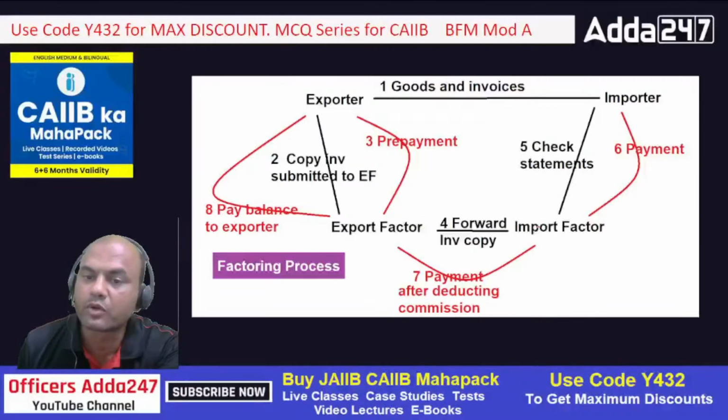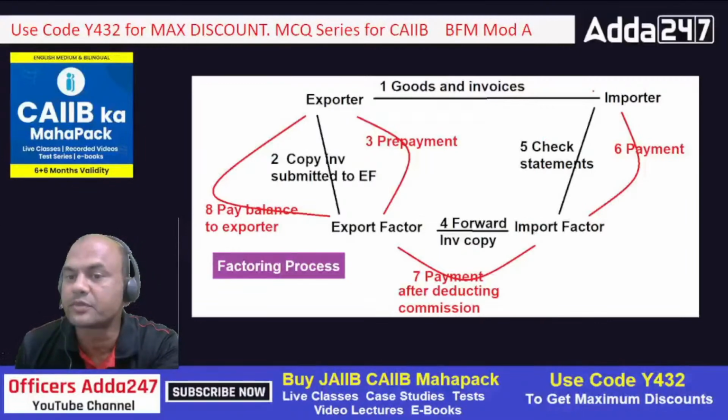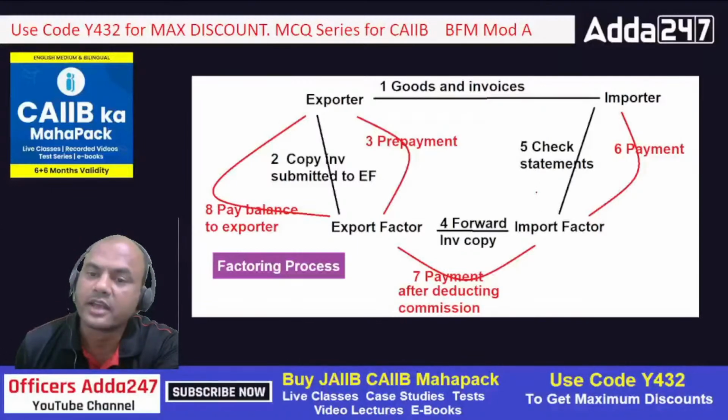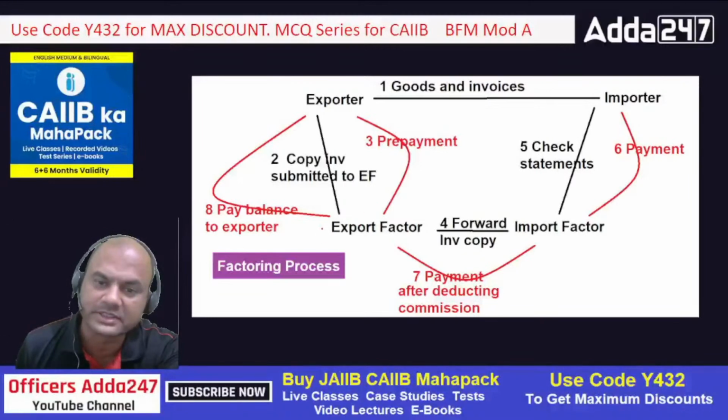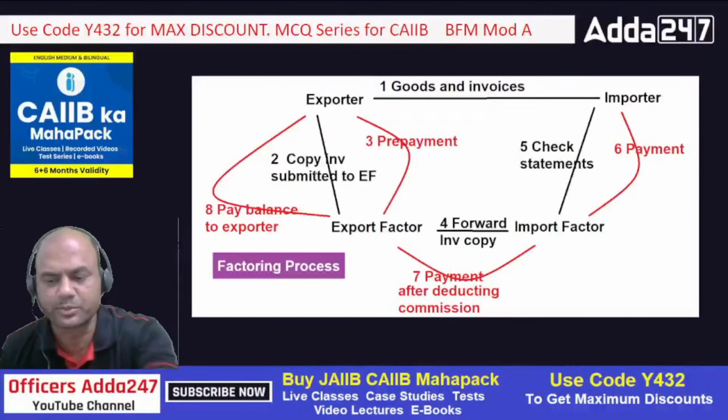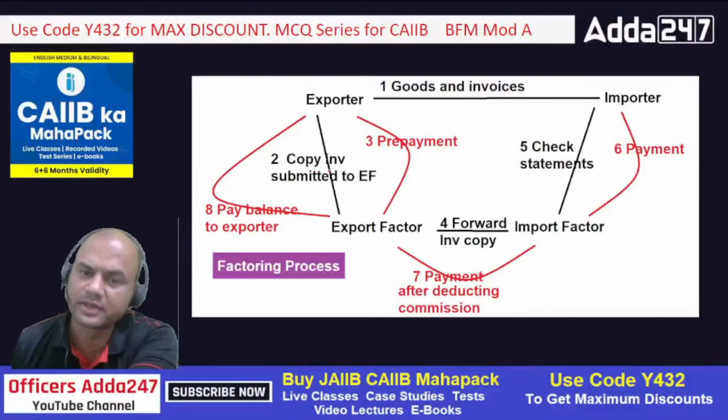What does the import factor do? Step number 5, it checks the statements of the importer. Means its purchase ledger, and here we are checking the sales ledger, so both should match. 6th, after it checks, it confirms that yes, it is correct. Then the importer makes the payment to this import factor. The import factor takes its own commission and gives back the money to the export factor. The export factor takes back its money and pays the remaining amount to the exporter. This is how this exporting business, factoring business runs. Okay, simple.